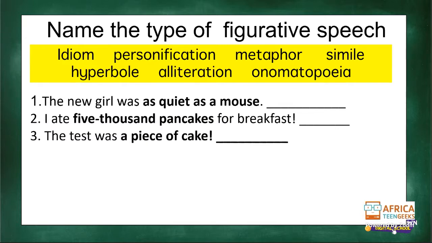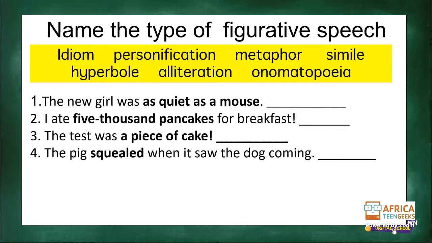Number 3, the test was a piece of cake. What do you think that is? Could be 2 things. See if you can get them both. Number 4. The pig squealed when it saw the dog coming. Squealed. What is that sound?